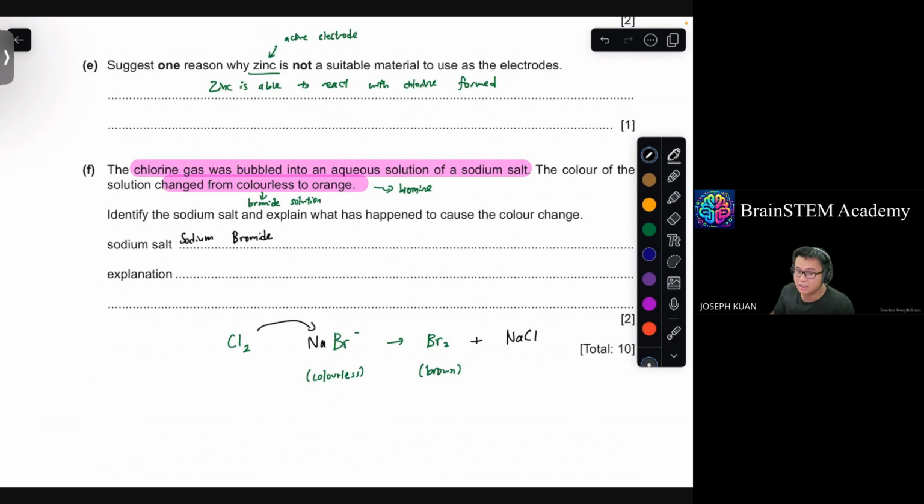So the explanation here is chlorine is more reactive than bromine. Or you may also mention that bromine is displaced by chlorine. You can also talk about chlorine essentially oxidizing bromide. If you see closely, this is actually an oxidation reaction. Chlorine is acting like an oxidizing agent here, depending on which one you prefer. Okay, so moving on to the next question.